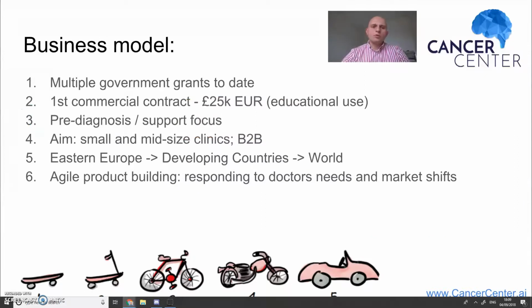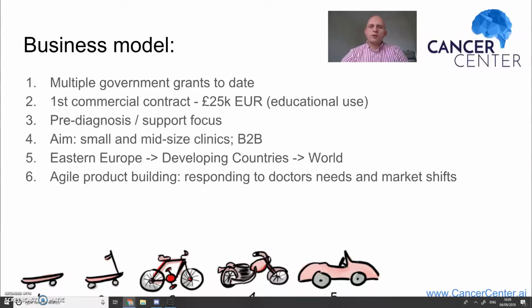Our business model was heavily reliant on government and European grants so far. However, recently we received the first commercial contract worth 25,000 euros to adjust and deploy our pathology solution for educational purposes. This is great news, as when young doctors get used to our solution at the university, they will want to use it professionally. We have realized that for our solution to be implemented and used, we first need to build trust and buy-in within the clinical community.